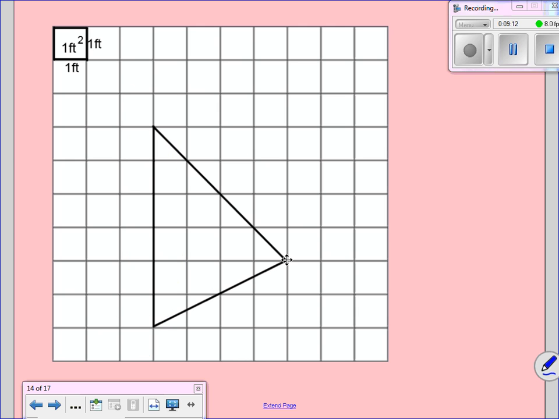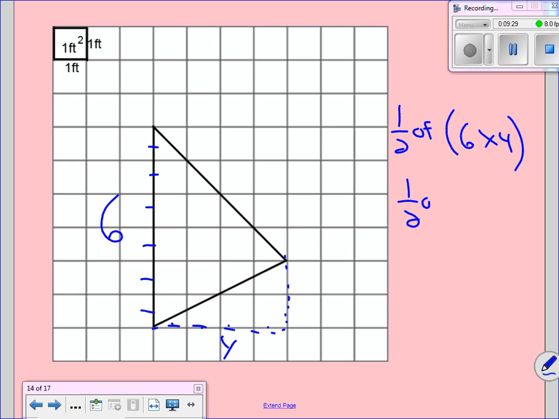So let's take a look. How am I going to do this one? 1, 2, 3, 4, 5, 6. 6 is my base. 1, 2, 3, 4. 4 is my height. Half of 6 times 4. Half of 24. Half times 24 over 1 equals 24 over 2. How many 2's go into 24? 12.